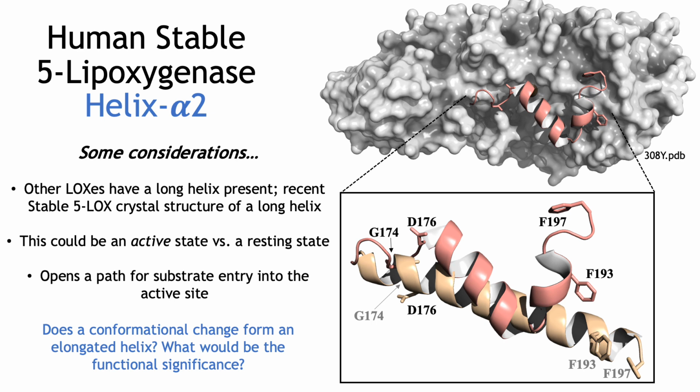Note that, in theory, an elongated helix alpha 2 would open a path for the 20-carbon substrate arachidonic acid to enter the active site. These considerations led us to ponder that an elongated helix may form during a conformational change, and we think that this could be functionally significant, potentially for regulation, membrane binding, and catalysis.